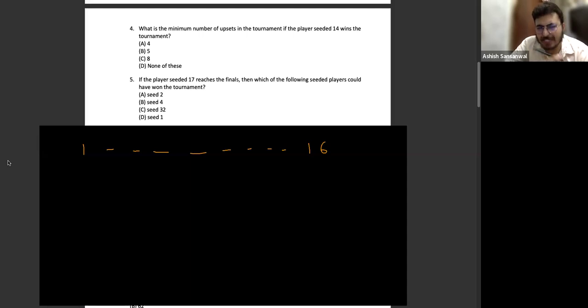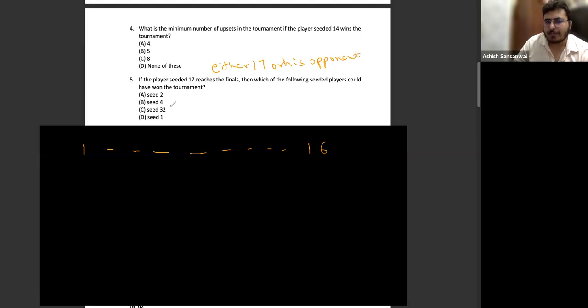Now question number 5 is slightly tougher than question number 4 because it requires a little bit more working. If the player seeded 17 reaches the final, then which of the following seeded players could have won the tournament? So if player number 17 reaches the final, who could have won? Either 17 or his opponent. Correct? Is this clear?